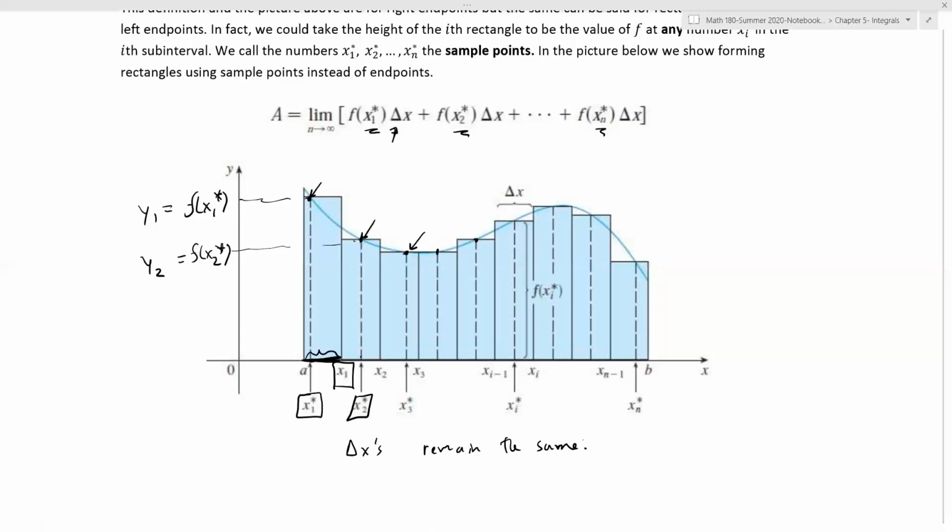Well, the distance from x1 to x2. So Bill asked, is x1 equal to x2, x equal to x3? No. x2 minus x1 equals x3 minus x2. So those distances are true. And notice no stars. So those are the subintervals. They are the same distance.